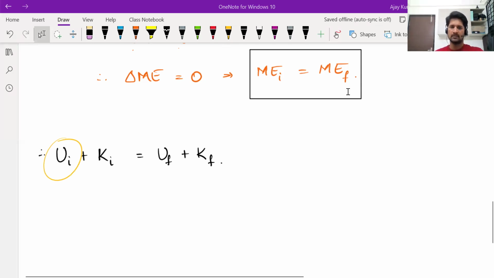Sir, height. See, we discussed two types of potential energy now. What are the two types of potential energy? What are the two conservative forces that we learned till now? What are the two conservative forces that we learned about? Sir, I don't know.